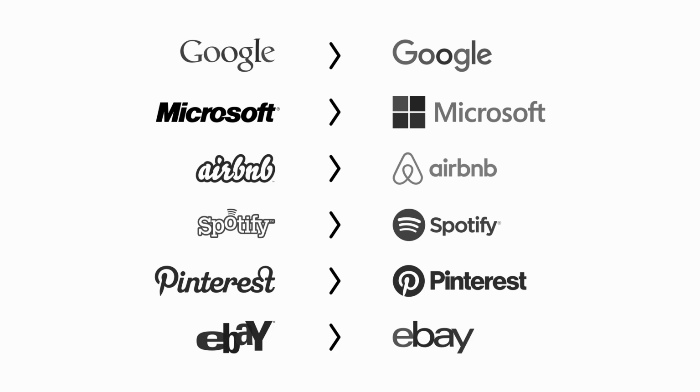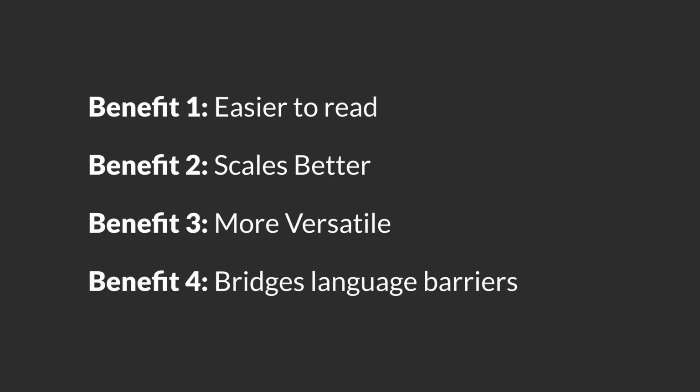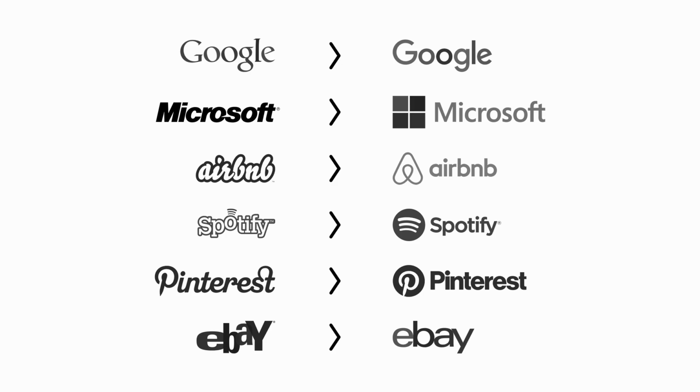Further, there are a couple of other benefits. Benefit 1 is that we can now read the word mark easier. Benefit 2, the logos now scale better. Benefit 3, given it's separated, the visual element can now be used for things such as app icons, website favicons, and so on, which the old versions on the left were mostly incapable of. Benefit 4, given visual elements transcend language barriers, these logos now work significantly better around the globe. There is still a problem with this image.